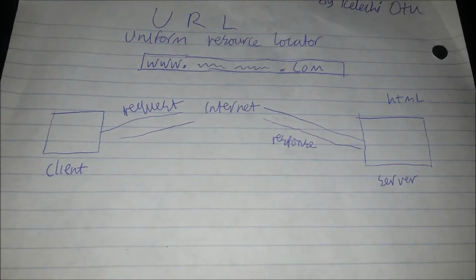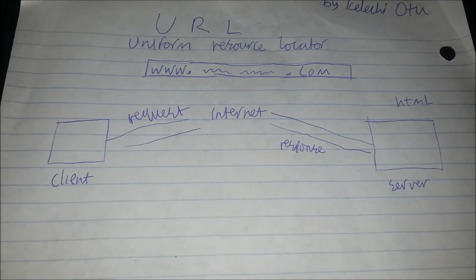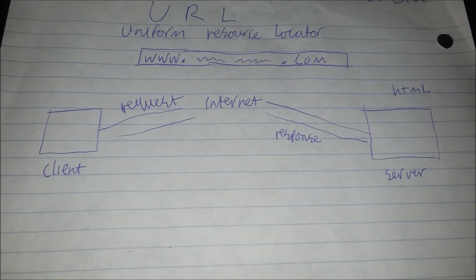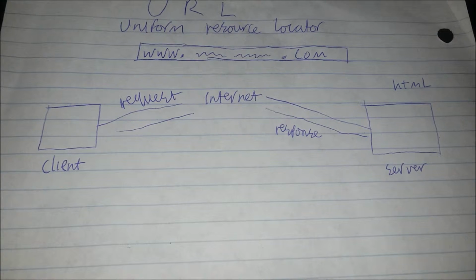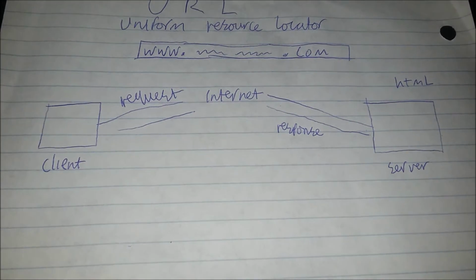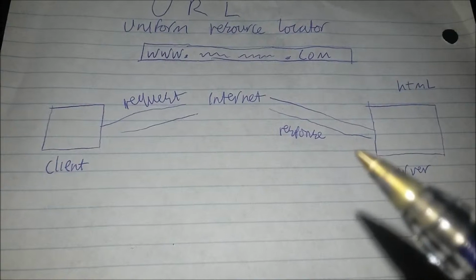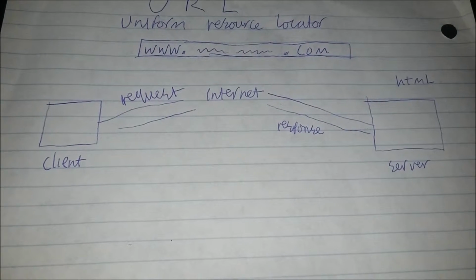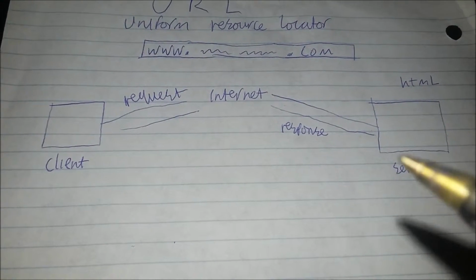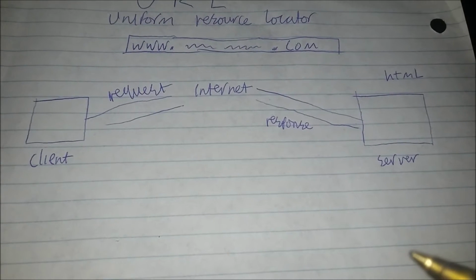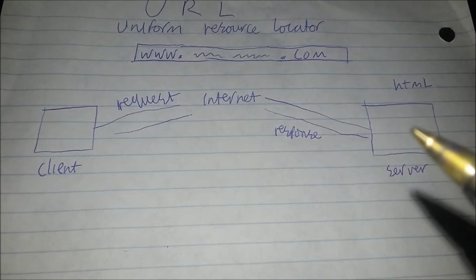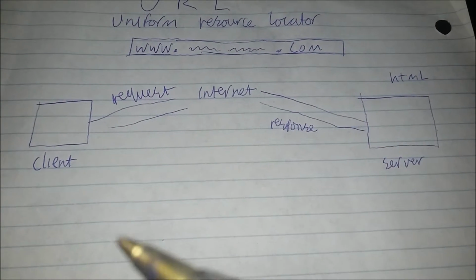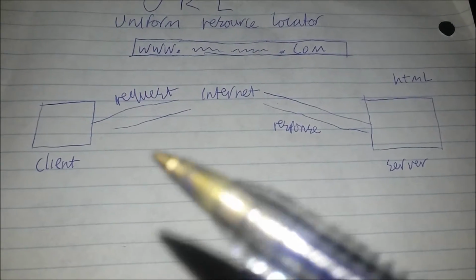Now, the only problem with this is there are literally billions of computer devices all over the world. So, how does your personal computer know which server has the website that you want to visit, or the web page, or which server has the file that you want to get from the internet? And this is where URLs come in, and it helps the personal computer you have locate this server.